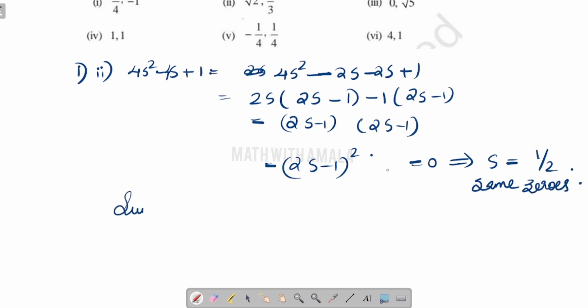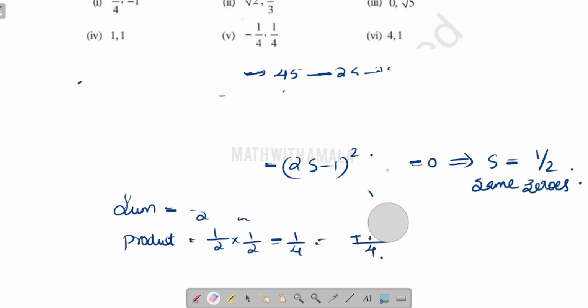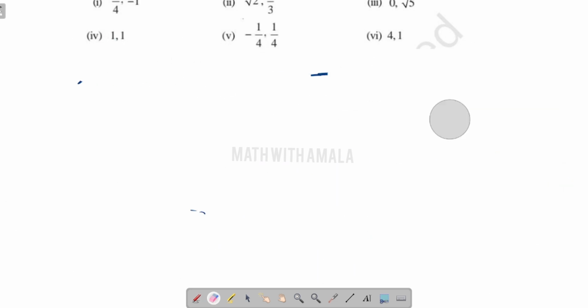Same zeros are here, there is no distinction, the zeros are not distinct. So sum is equal to 1 by 2 plus 1 by 2, that is alpha plus alpha, that's equal to 1. You can write it like minus of coefficient of x by coefficient of x square, that is minus of minus 4 by 4. Likewise, product is equal to 1 by 2 into 1 by 2, that is 1 by 4, which is equal to constant term divided by coefficient of x square, that is 1 by 4.